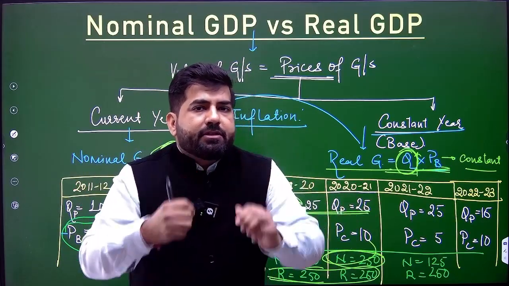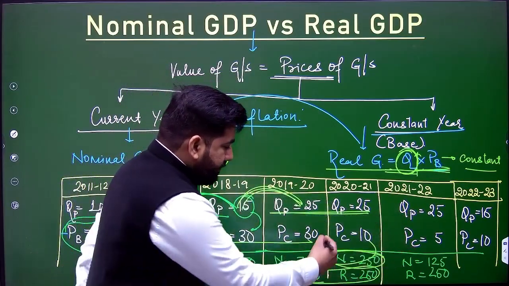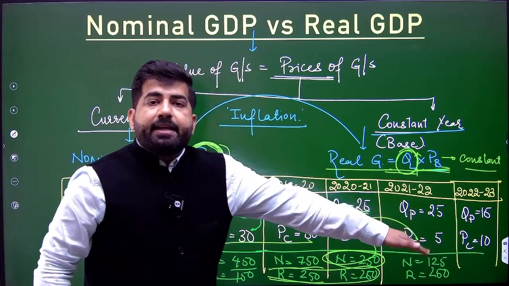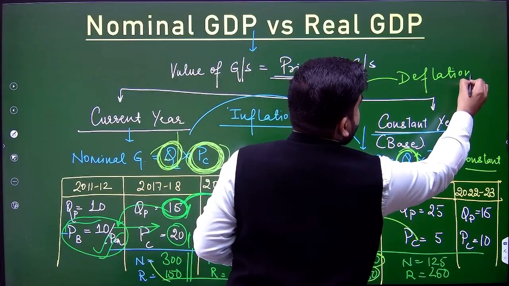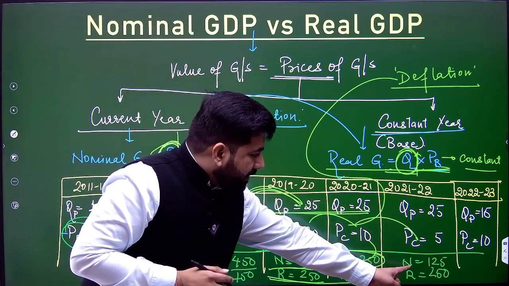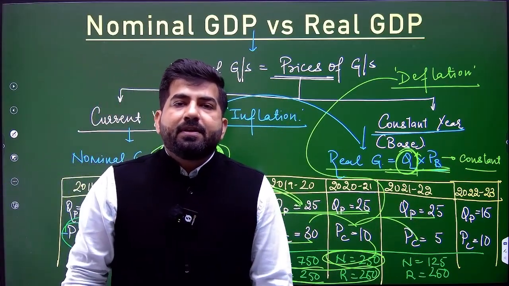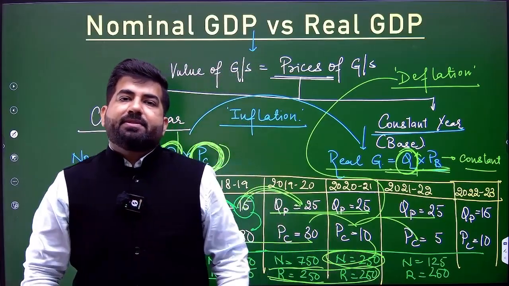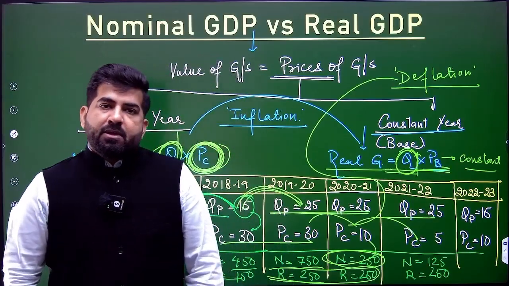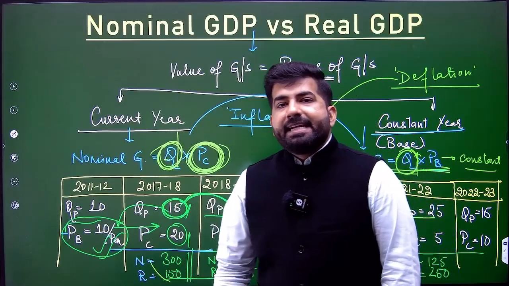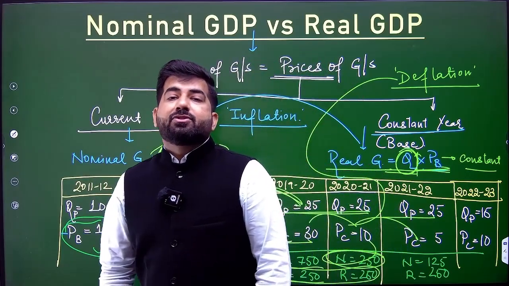Sir, is there any possibility that nominal GDP can be lower than real GDP? Let me show you that. Now this year, you see, the prices have declined. When prices are declining, we call this phase the deflation phase. Now look at the nominal GDP: 25 into 5, 125. What about real GDP? Quantity is the same, so will real GDP change? No. Now can you see nominal GDP being lesser than real GDP? Yes. Nominal GDP can be lower than real GDP if the country has witnessed deflation, or in simple terms, a decline in the price levels. Clear? I hope you have understood this aspect.